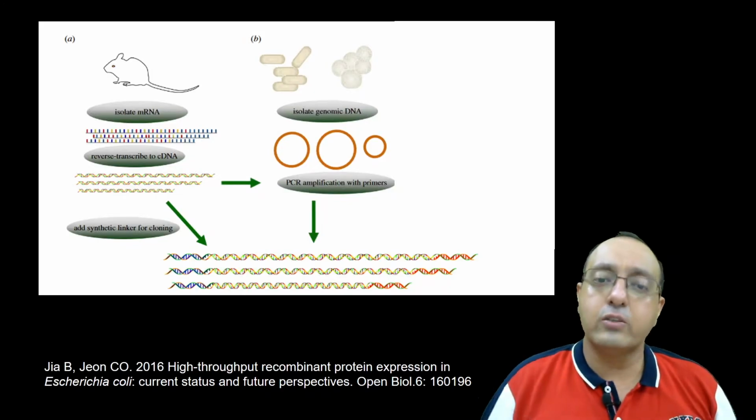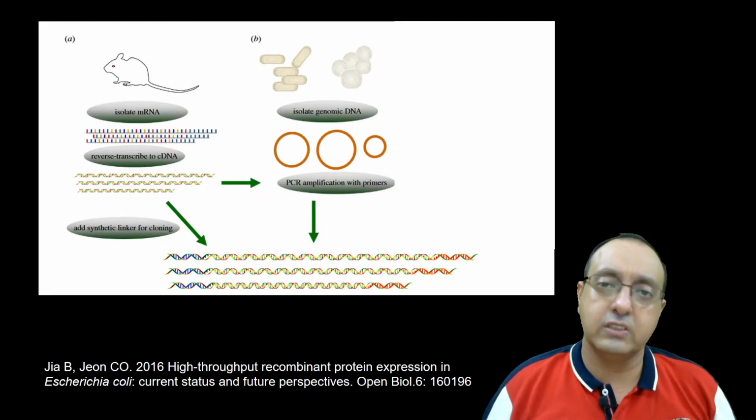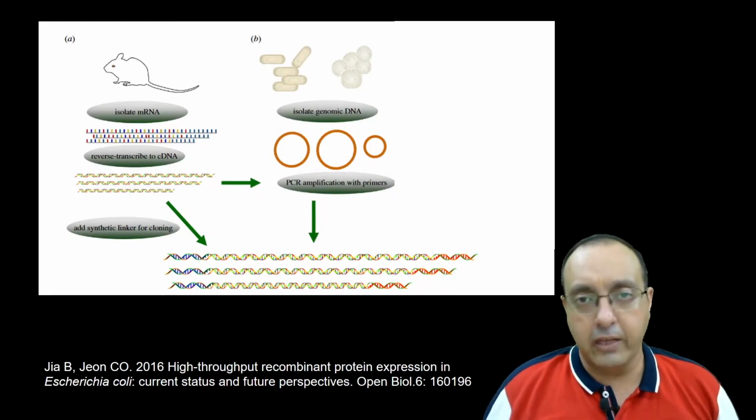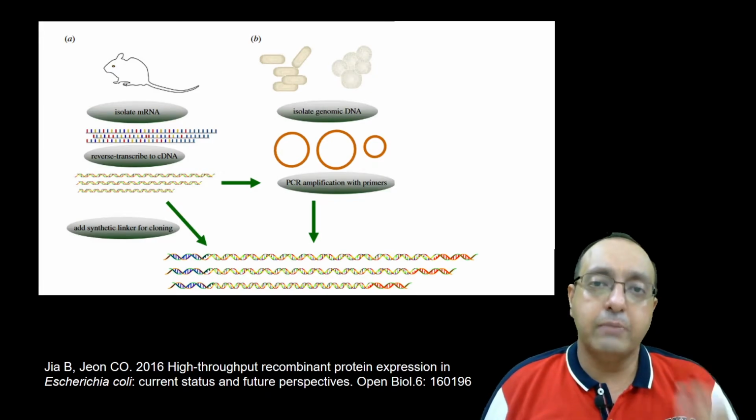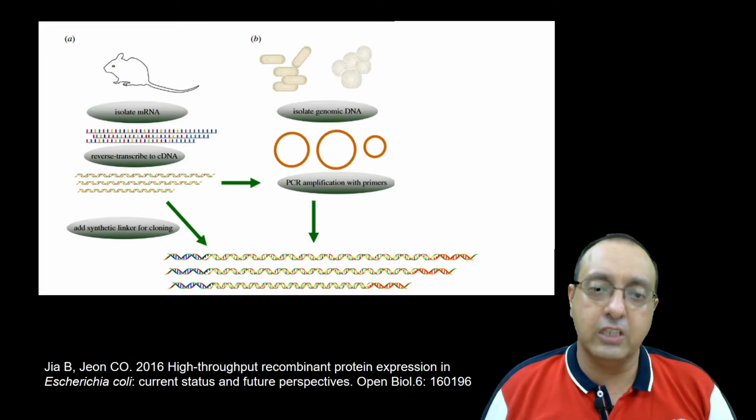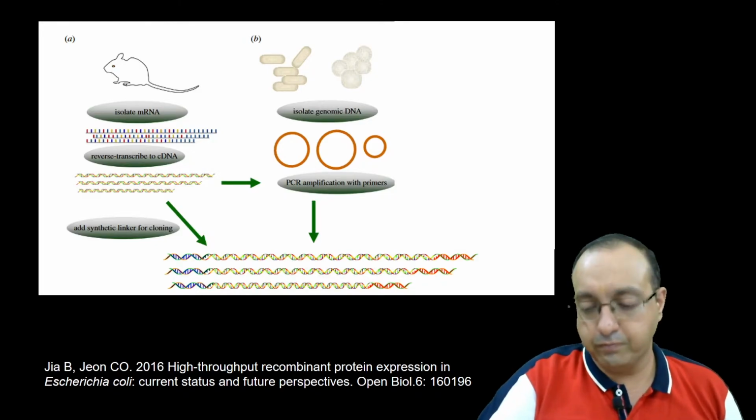Another strategy is to isolate genomic DNA, and if we know the sequence, which we know for many organisms now, especially for humans since 2001, we can PCR amplify the respective gene and then clone the gene.